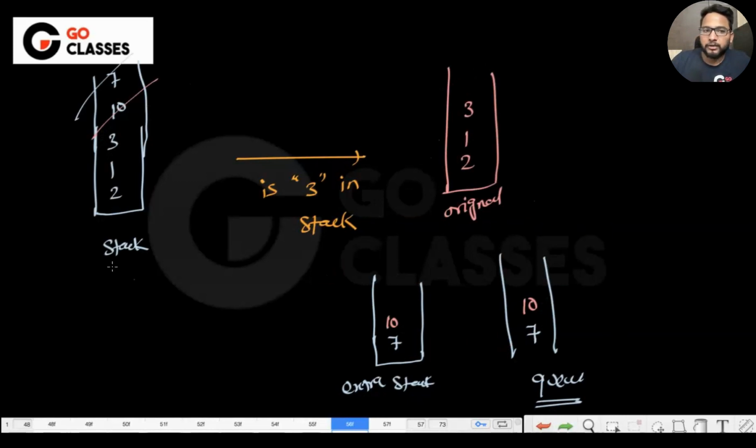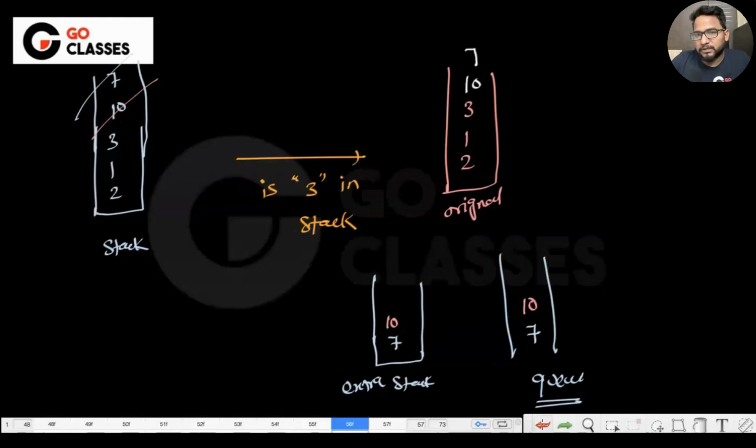See, what is the case? You are basically having 2, 1, 3 in the original stack because you have popped these elements. And then you are saying that, okay, 3 is there in the stack, so you return true. But before you return true, you must preserve the original stack. In order to preserve the original stack, you have to put the remaining elements here, which are 10 and 7. First you need to put 10 and then you need to put 7.